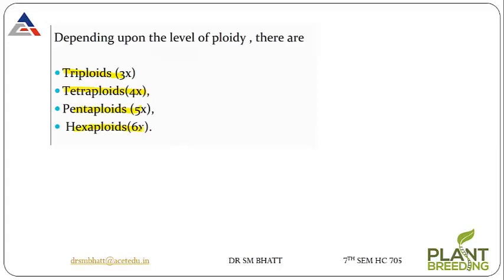What is the hexaploid? 6x. What is the x? Tell me. Who will tell me? Ashish? Akash? Chromosome, sir. Number of chromosomes. Yeah.